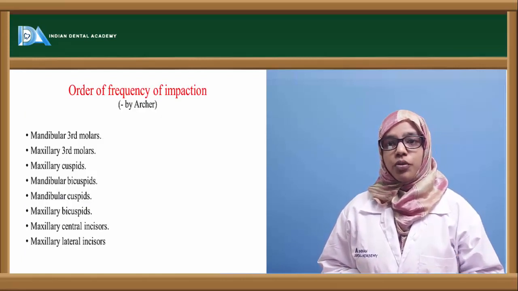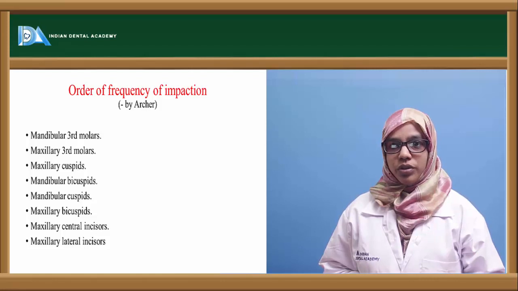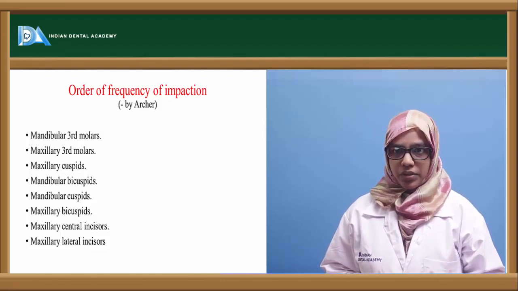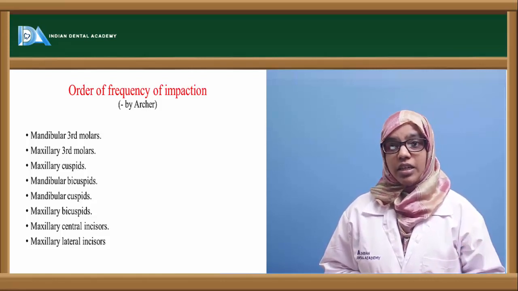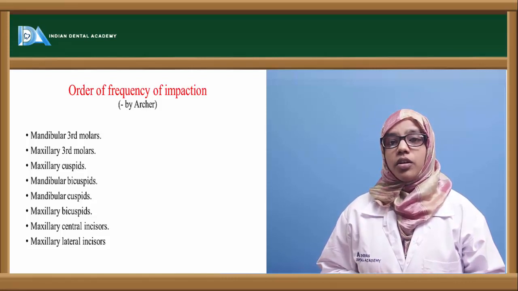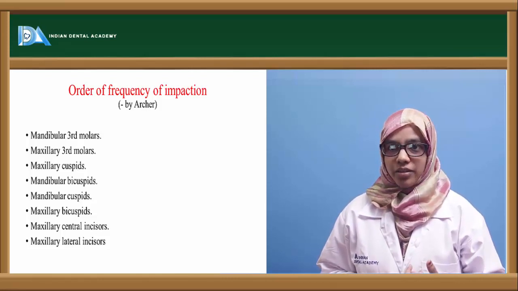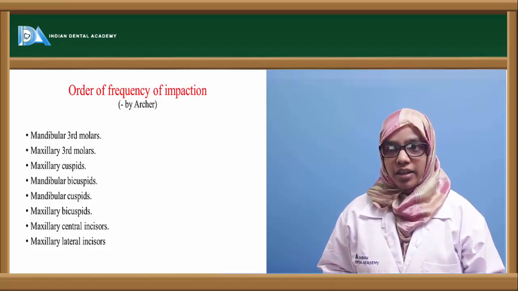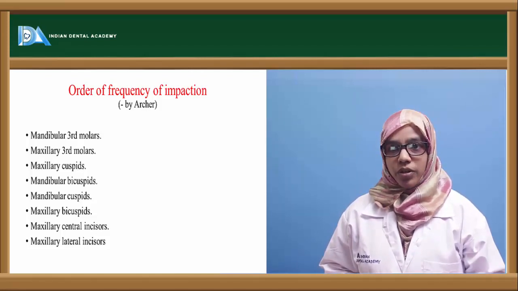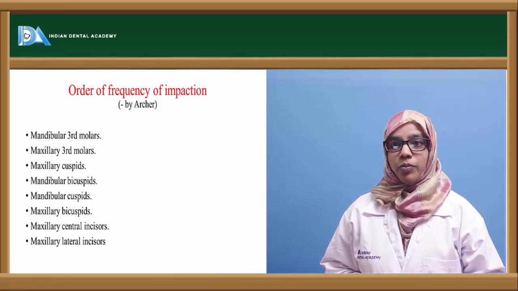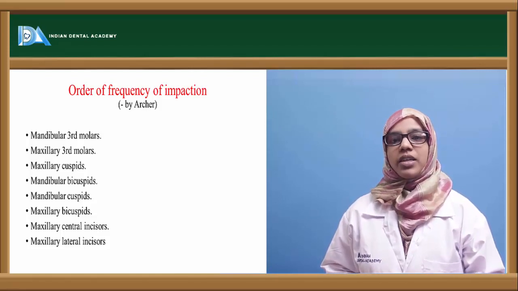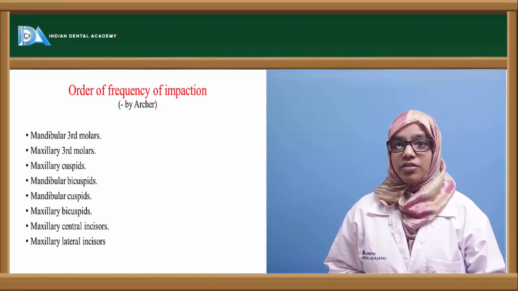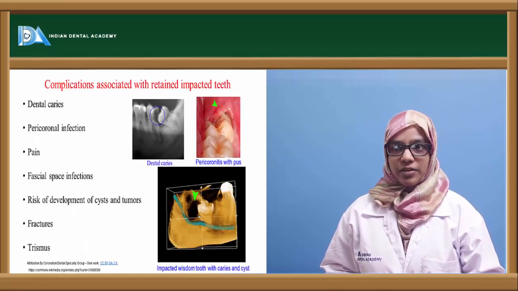Let's move on to the order of frequency of impaction of the tooth that is most commonly seen in the oral cavity. The descending order is that the mandibular third molar is most commonly impacted, followed by the maxillary third molar. Then we have the maxillary canine, the mandibular premolar, the mandibular canine, followed by the maxillary premolar, maxillary lateral incisor, central incisor, and then the mandibular lateral incisors.